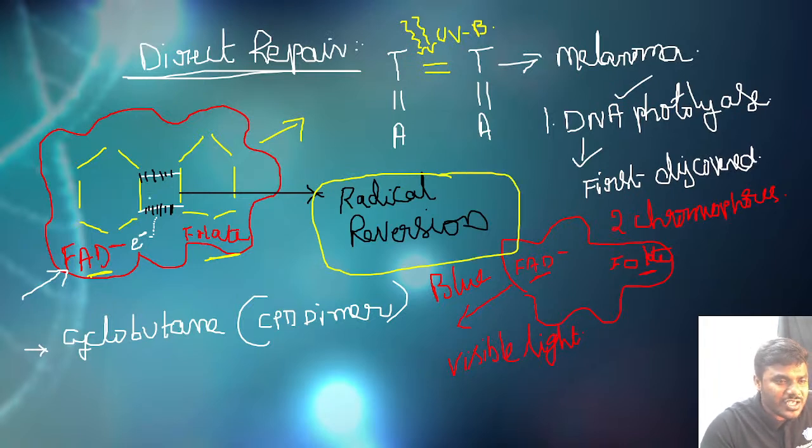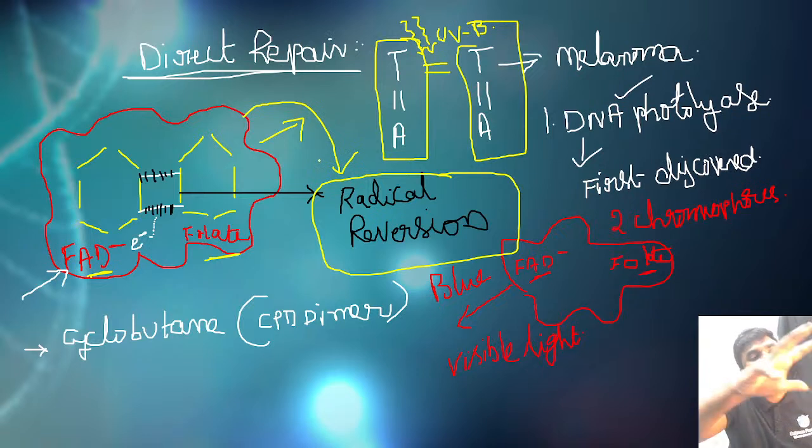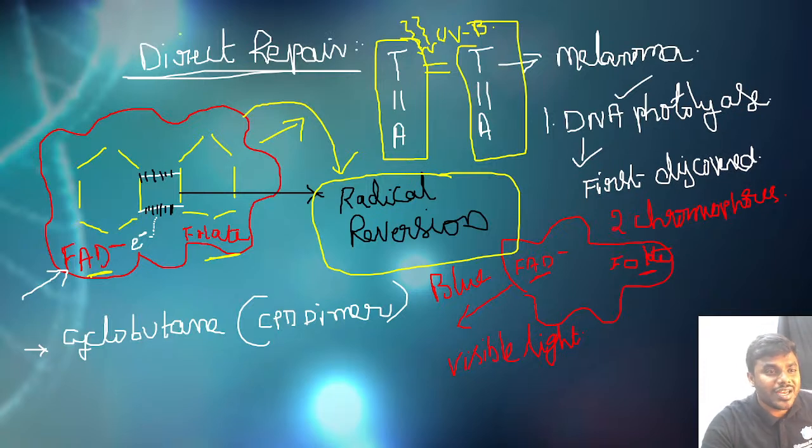Friends, once this particular bridge breaks down, what is happening now? The two thymines get separated. Now thymine starts pairing with the adenine, and immediately this enzyme will get dissociated from the thymines, and the two thymines will finally pair with the adenine only. There is no problem. It is a simple mechanism.